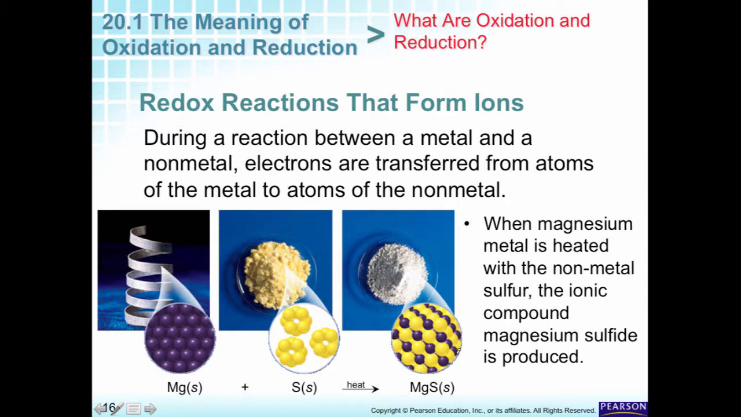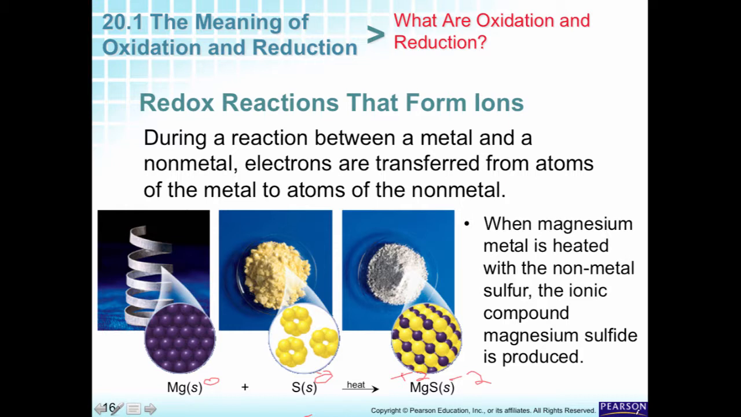So magnesium here, these two things have an oxidation number of 0, but magnesium is going to be +2, and sulfur is going to be -2. So what happened to magnesium's electrons? Can anybody tell me? Given away. They were given away because it has a positive charge, which means it has 2 fewer electrons. So magnesium went through oxidation.